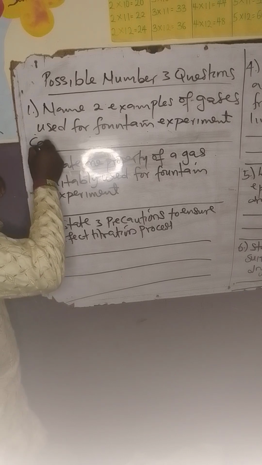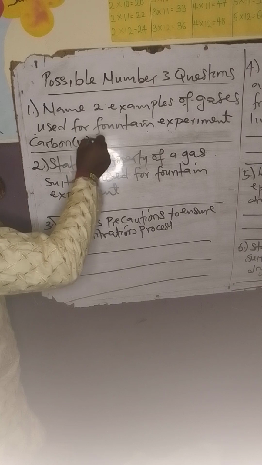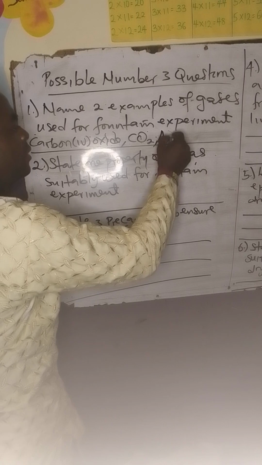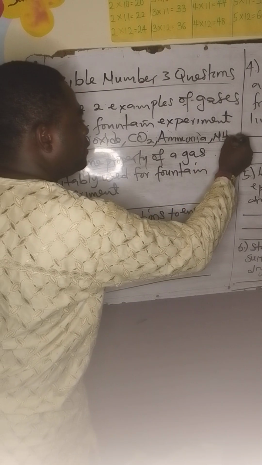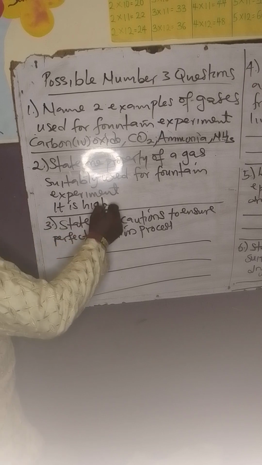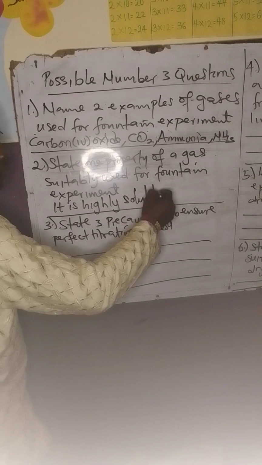So if you are asked, name 2 examples of gases used for fountain experiments. You have carbon(IV) oxide, which is simply CO2. You have ammonia, which is simply NH3. Then you can be asked to state one property of a gas suitably used for fountain experiment. It is highly soluble in water.